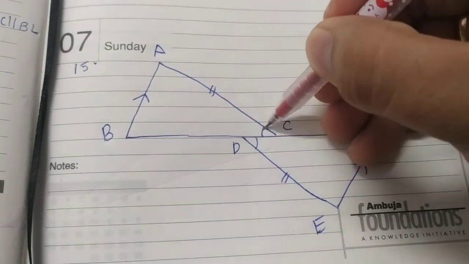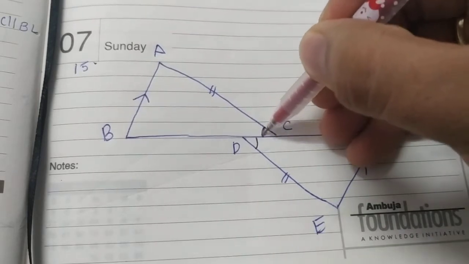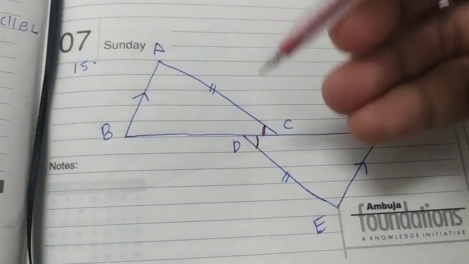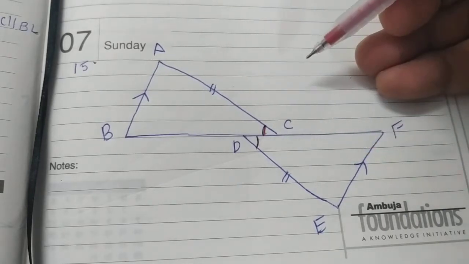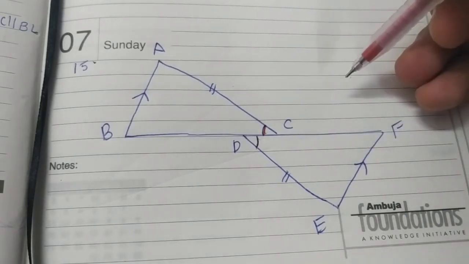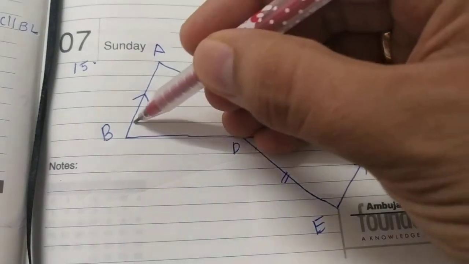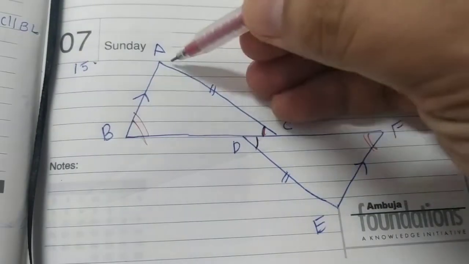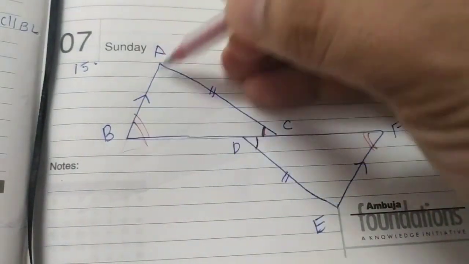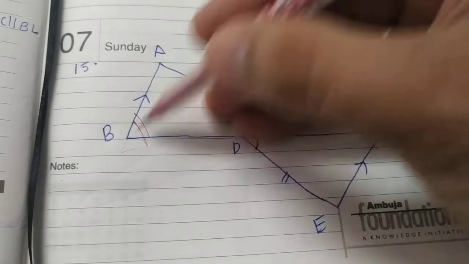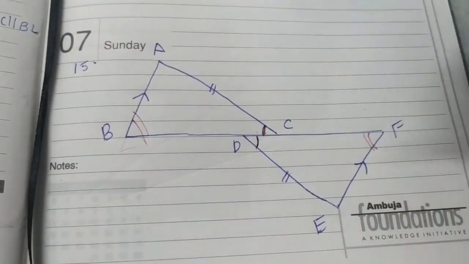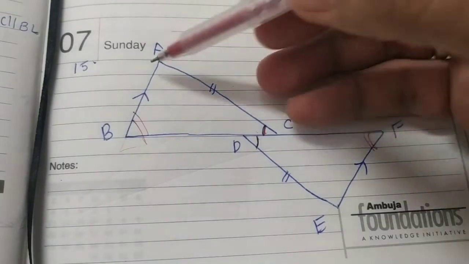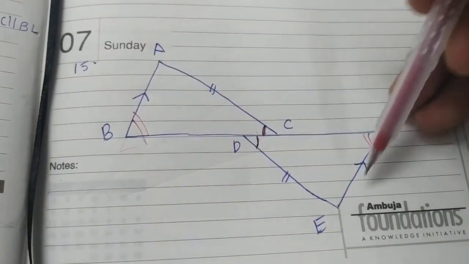Anyway, this angle is equal to this angle. It's given. Side is equal to side. That is also given. I need one more thing. Well, this angle is equal to this angle. Alternate angles. They are parallel sides, right? So, which test is this? AAS test. And hence proved that AB is equal to FE.